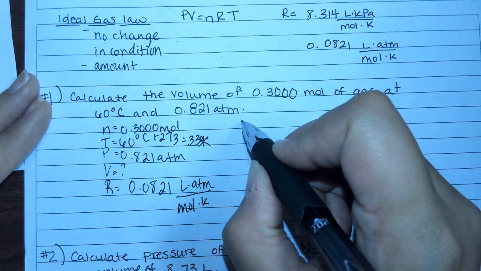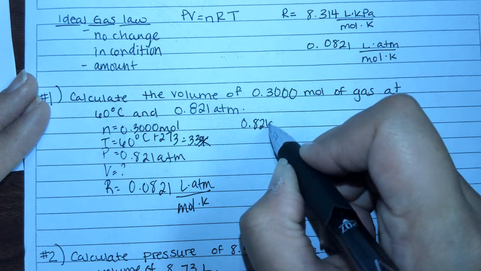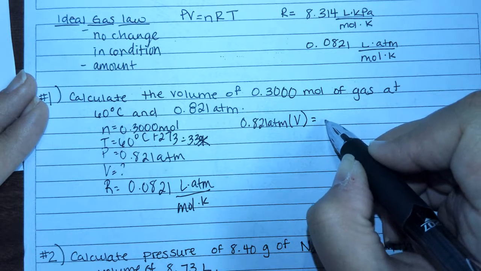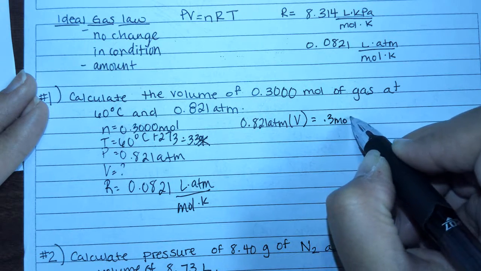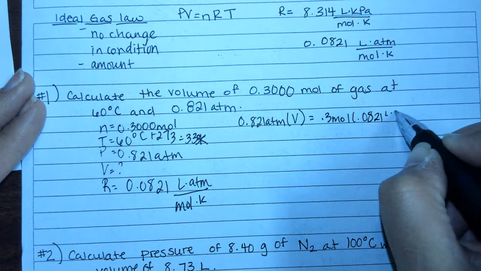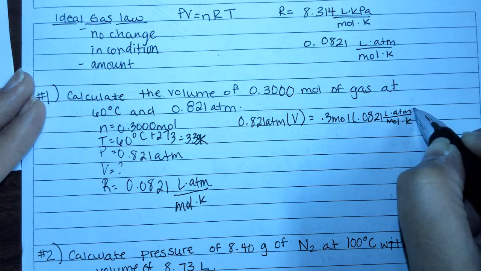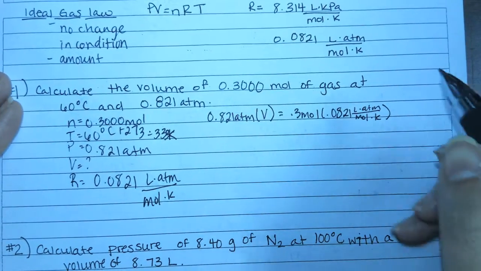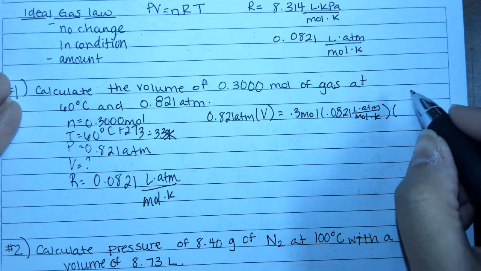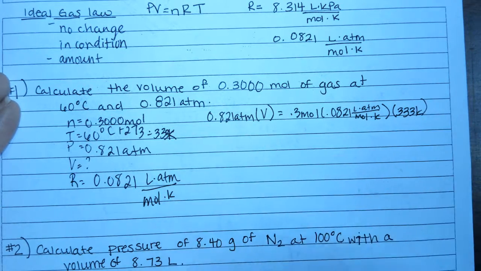So if you do that, PV equals nRT. I have my pressure of 0.821 atmospheres, and then my volume, which I'm looking for. n is 0.3 moles, and then R, of course, is 0.0821 liters atmosphere per mole Kelvin. Okay, and then multiply that by our temperature, which is 333 Kelvin. And then you just solve for V.